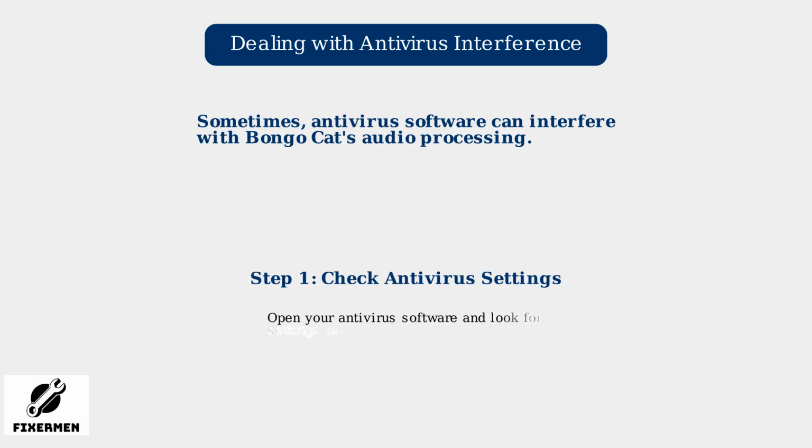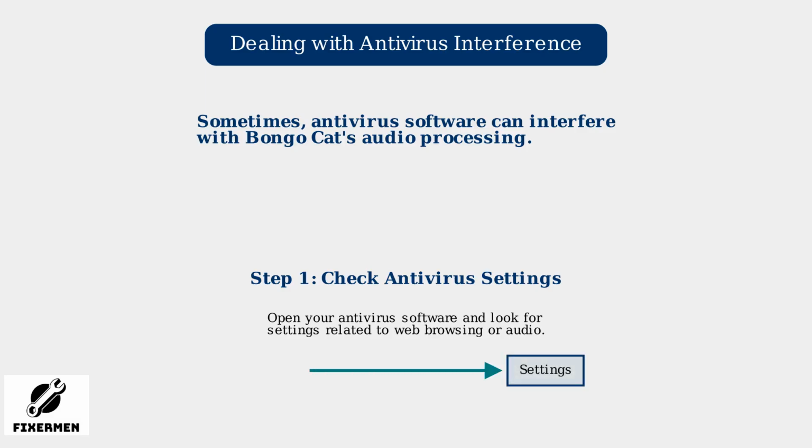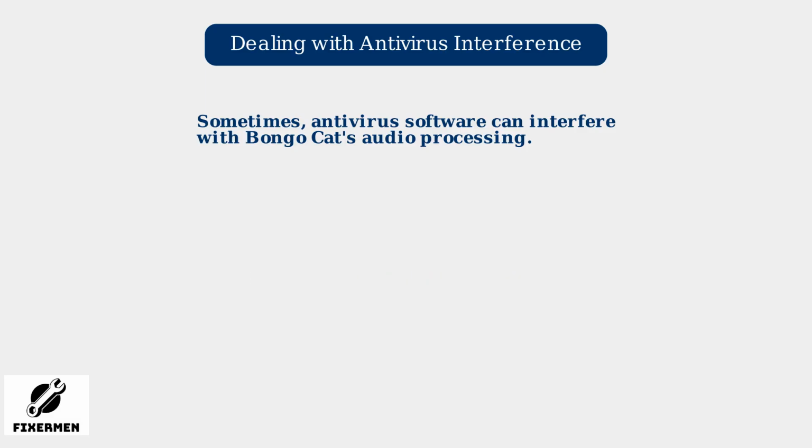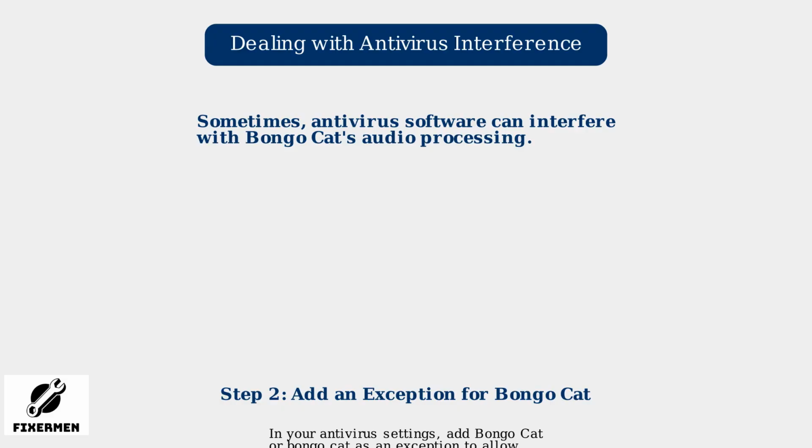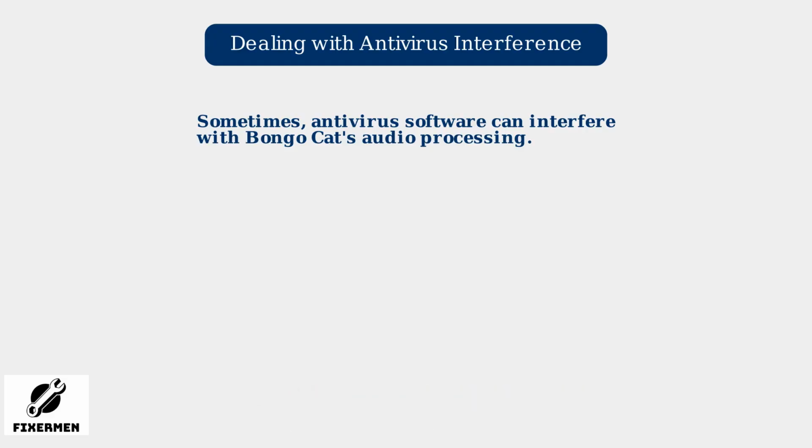First, open your antivirus software and check its settings for options related to web browsing or audio permissions. Next, in your antivirus settings, add an exception or whitelist for Bongo Cat or the Bongo.cat website to allow Web Audio API access. If an exception doesn't work, you might need to temporarily disable your antivirus to test. Remember to re-enable it right after, as this reduces your security protection.